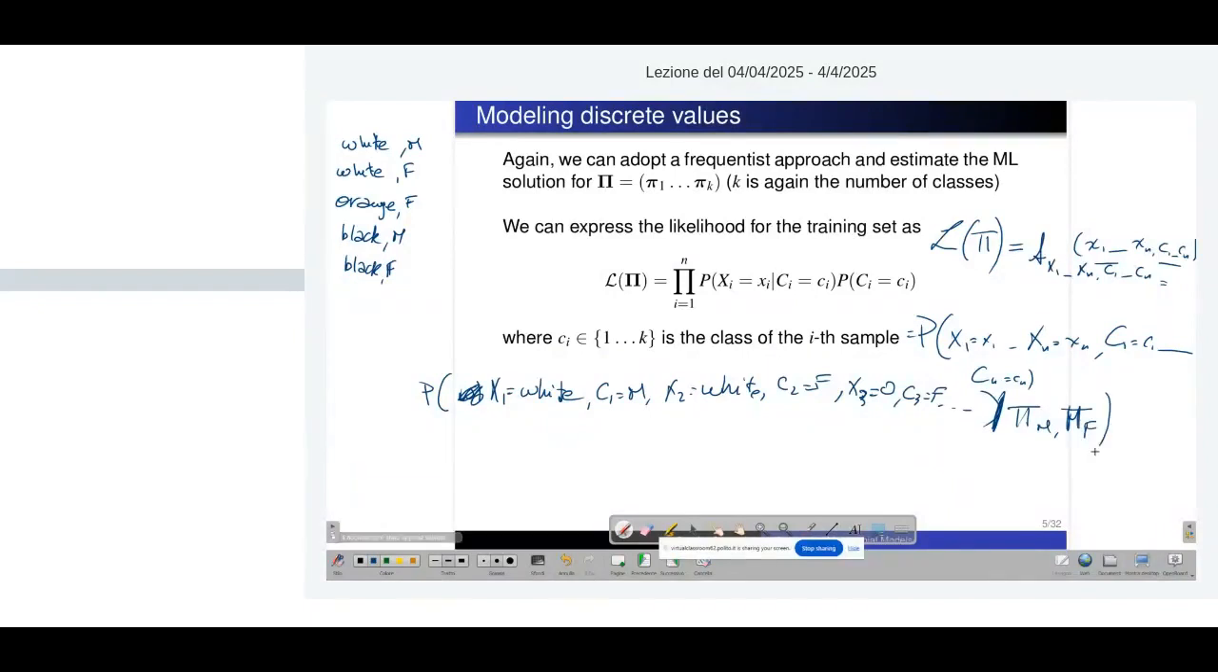Now we assume that given the model parameters, knowing the color of one cat will not tell us anything about the other cat. Once we know the probability is pi, those are the only values that we need to compute the probabilities for the other cats, which means that this product here factorizes, the likelihood here factorizes over classes.